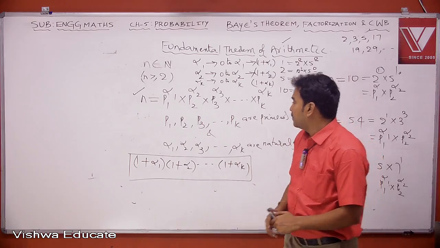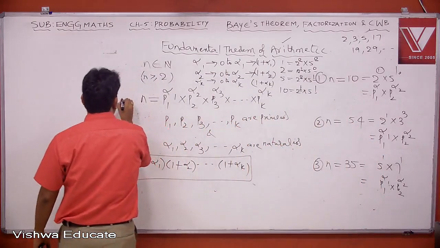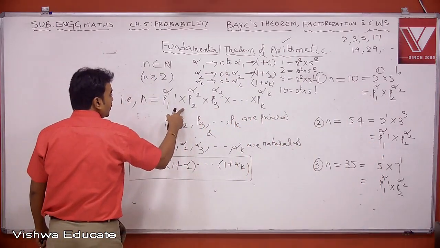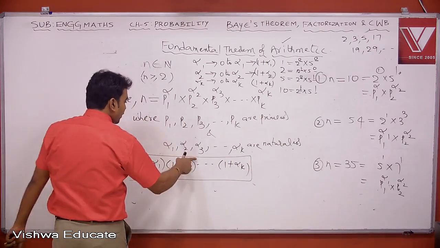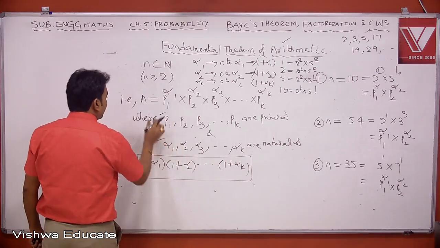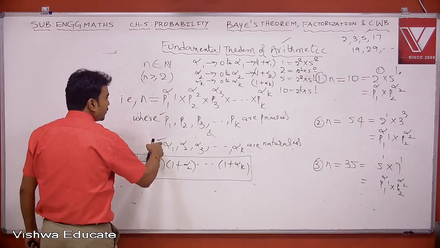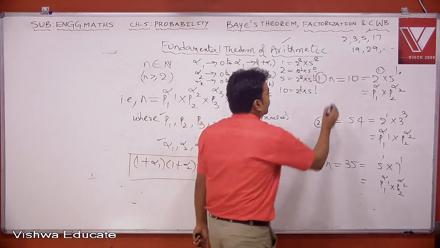That is, n equals this, where these are prime numbers and these are natural numbers. So write these points, this and this, followed by examples.